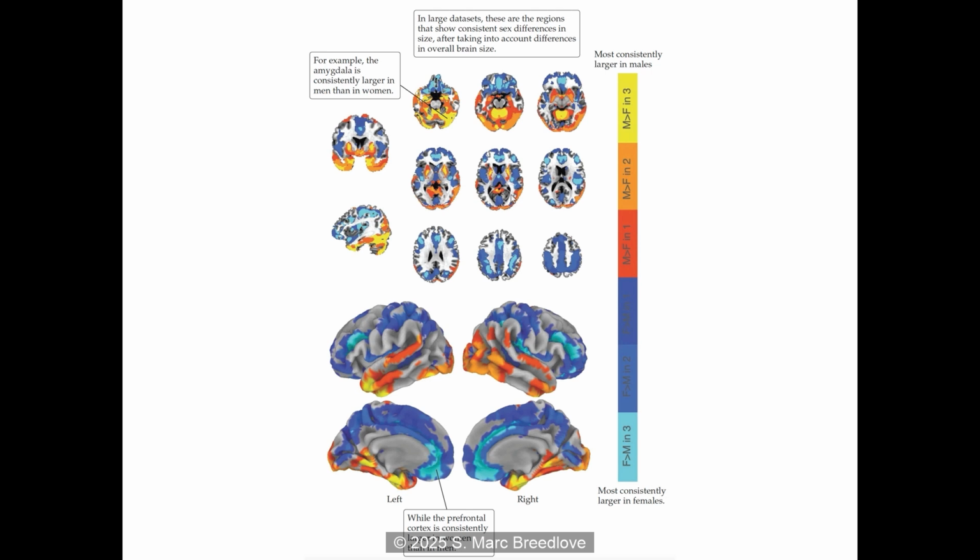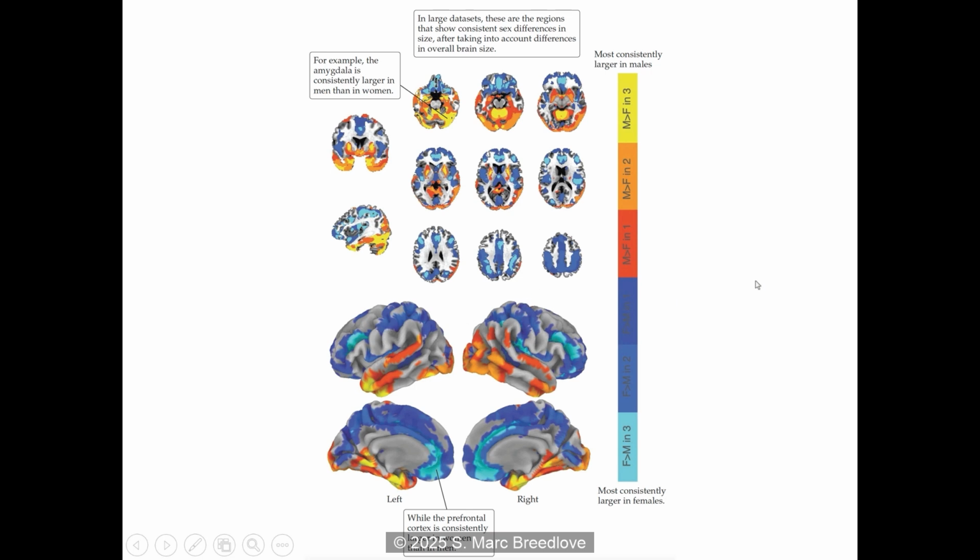And there are certain places where there seems to be a sex difference. This scale is one in which yellow areas are ones where the structures tend to be bigger in males than in females, and light blue is when they tend to be greater in females than in males. And so there are certain areas that do seem to be larger in men than in women, and other areas that tend to be larger in women than in men.